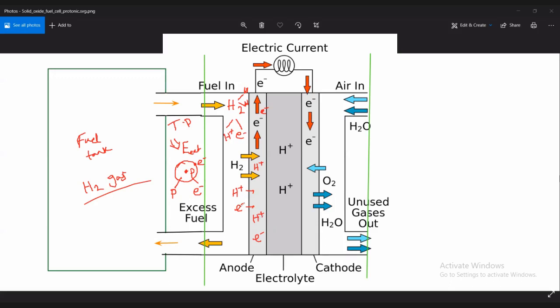As there is a proton exchange membrane or PEM, which is the center part of this hydrogen fuel cell, and this is known as the electrolyte. What is the function of the electrolyte? Electrolyte is a polymer membrane that only allows the hydrogen ion to pass through it, and it restricts the electron from flowing through it.